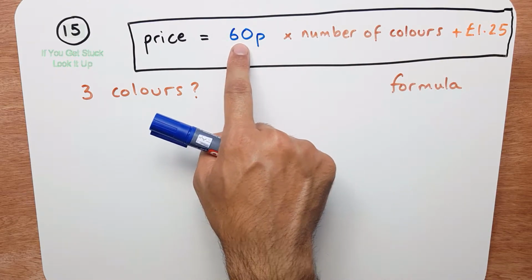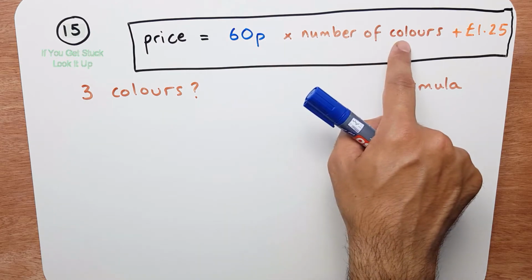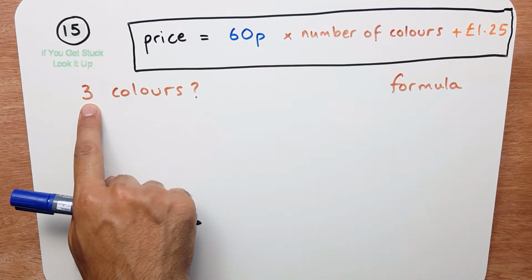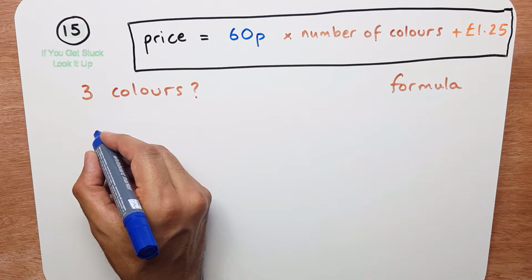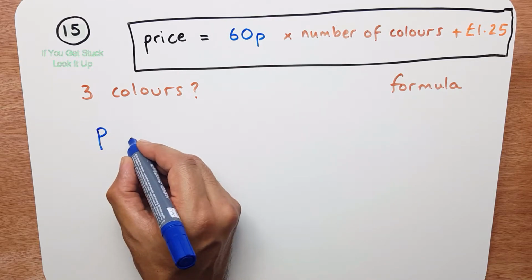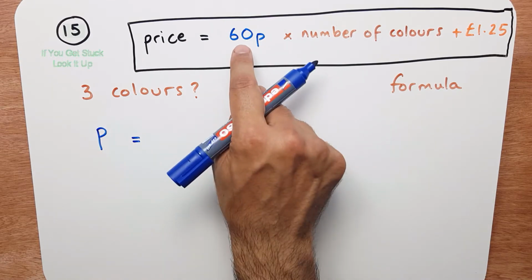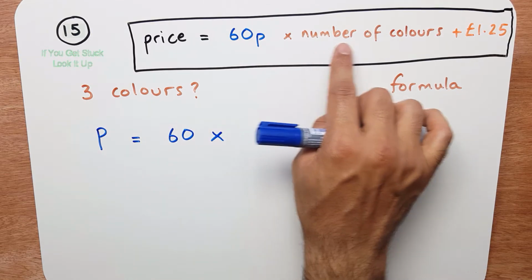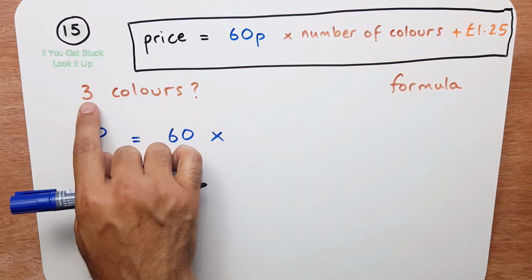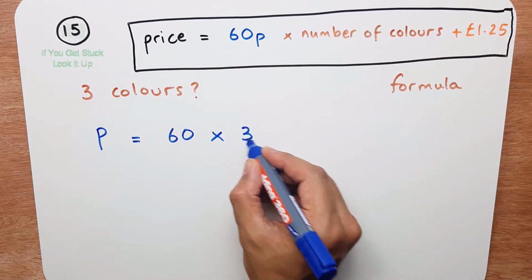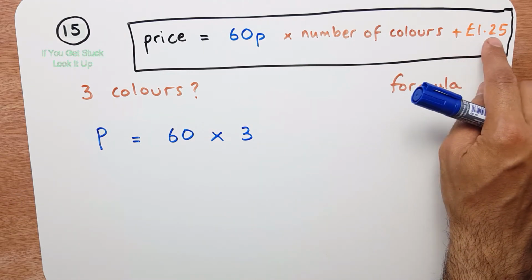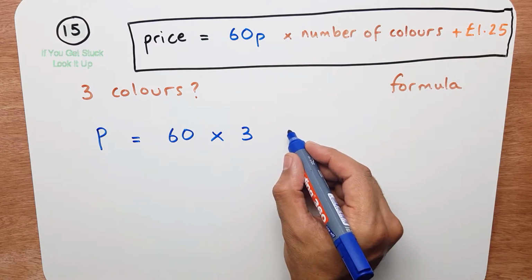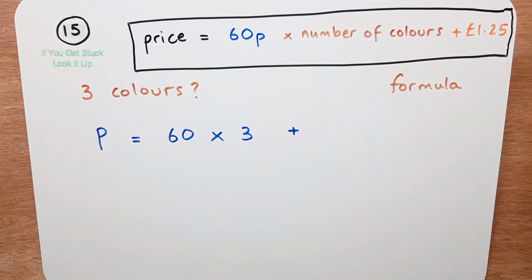So it's 60 pence times the number of colours. So we've got 3 colours. So our price P would be 60 times the number of colours. And we said that there's 3 colours, plus £1.25. Now you have to be careful here.